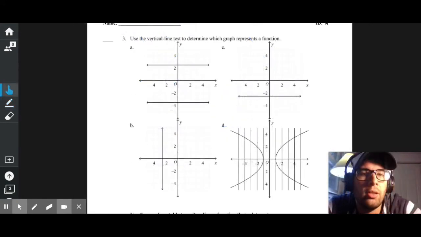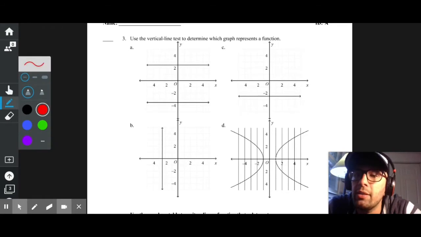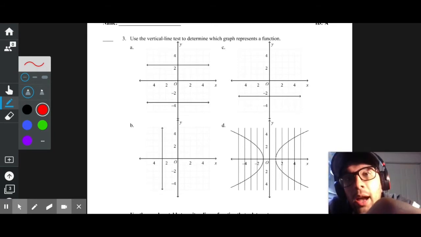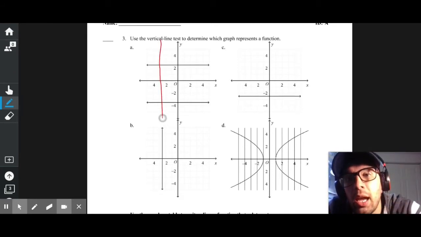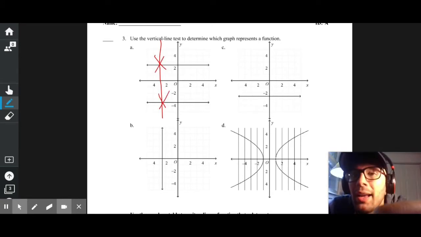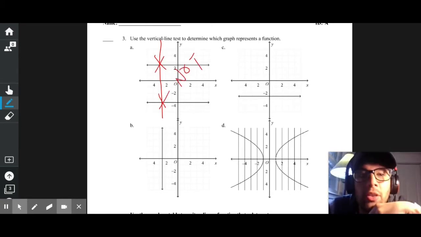Use the vertical line test to determine which graph represents a function. Well, the vertical line test says that if a vertical line were to pass through a graph, this is a vertical line, and hit the graph not once but twice or more, it is not a function. So that first guy is not a function.